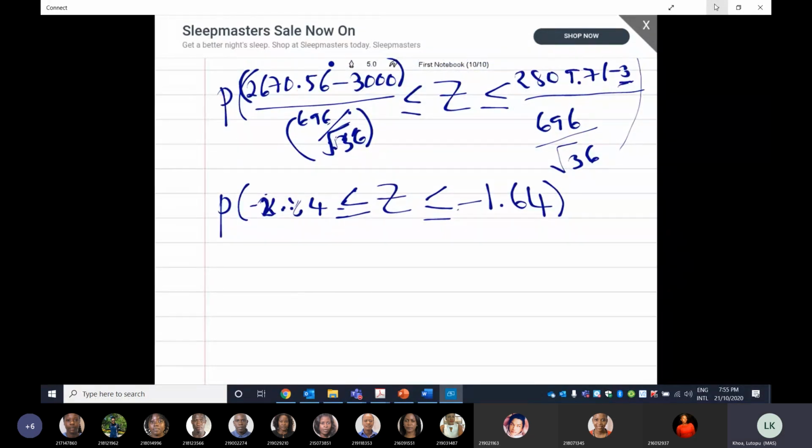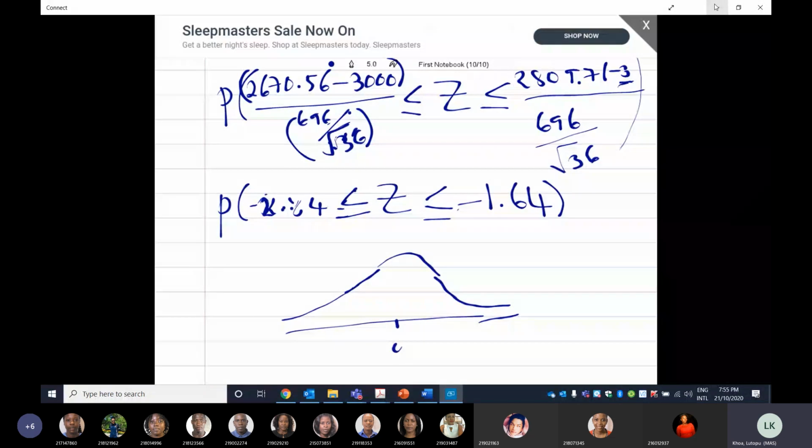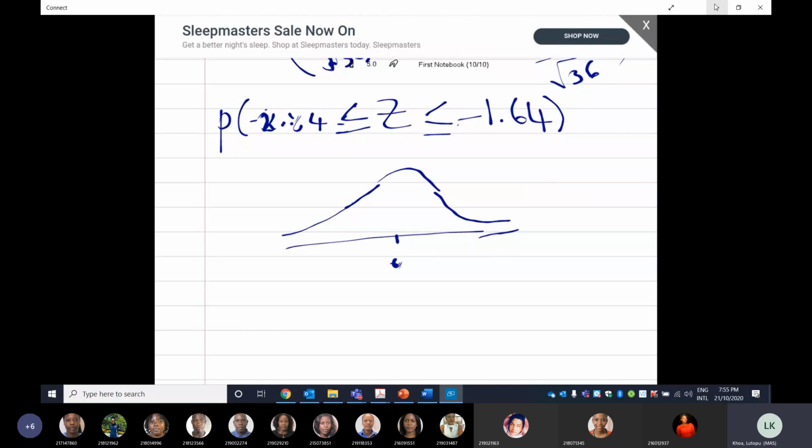So we need to draw a sketch and try and figure out what area we're looking for. So this is what we have. 0 is always in the middle. Then we have negative 2.84. That will be somewhere here. And then we have negative 1.6. That is somewhere over there. So we're looking for this area over here.